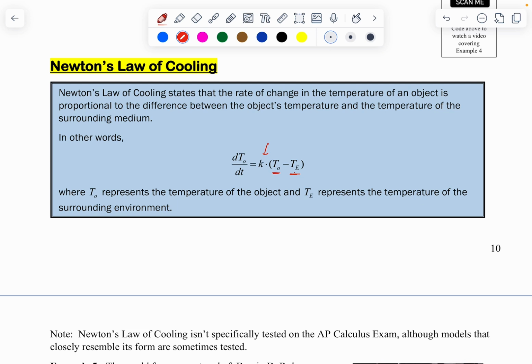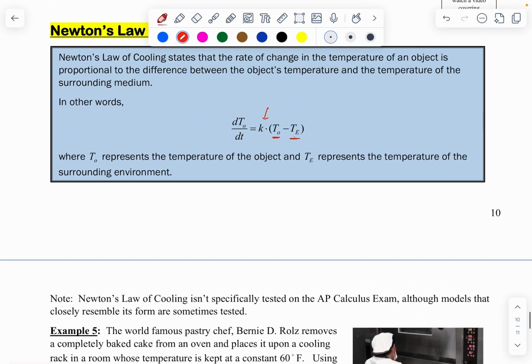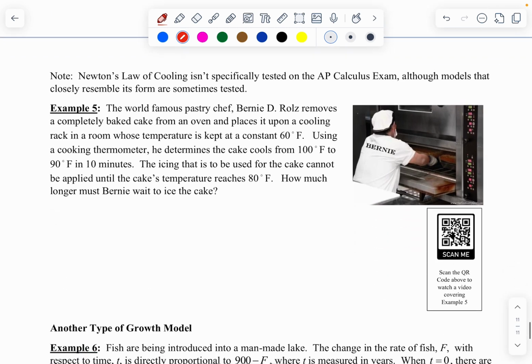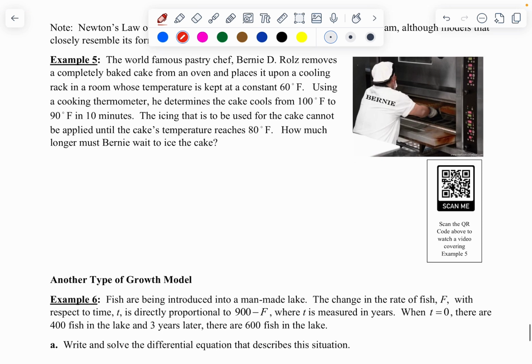So Newton's law of cooling isn't specifically tested on the AP exam, although models that closely resemble its form are sometimes tested. If they do ask you a question about it, they will be giving you the equation. You won't have to memorize it. I'm going to leave you with example 5 just because of the time of the video. If you need to use the QR code to help you finish up that problem, you go ahead.